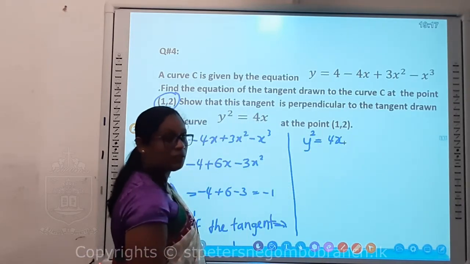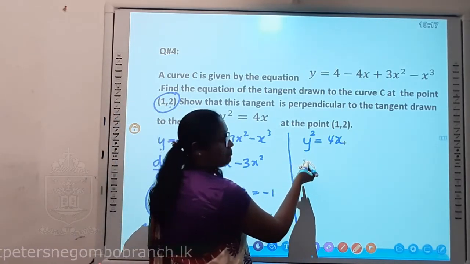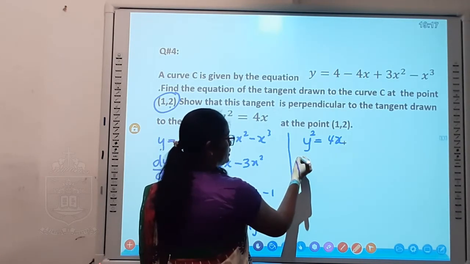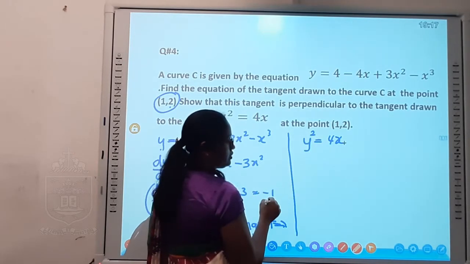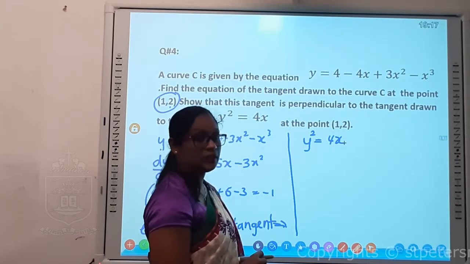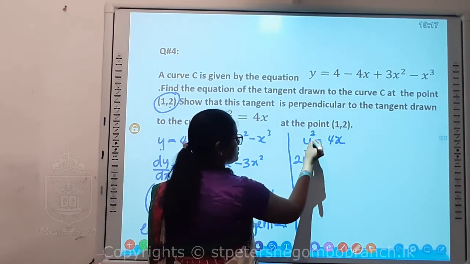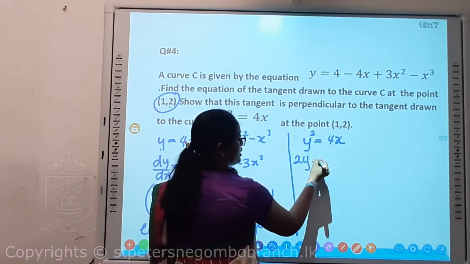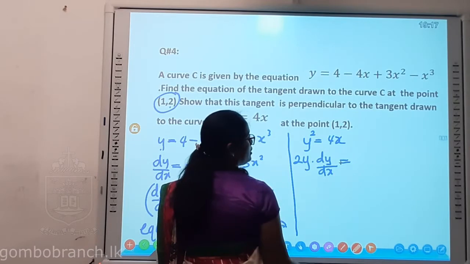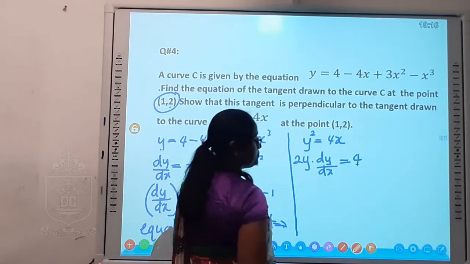Now I want to find dy over dx, the gradient of the tangent. Actually this is an implicit function, so directly we can't find it. We have to apply the chain rule here. So to differentiate this side with respect to x, first we have to differentiate with respect to y, and then y should be differentiated with respect to x. So you can write this as 2y, first you differentiate this with respect to y, and then dy over dx, right? So this is equal to, now if we differentiate this side with respect to x, the answer will be just 4.